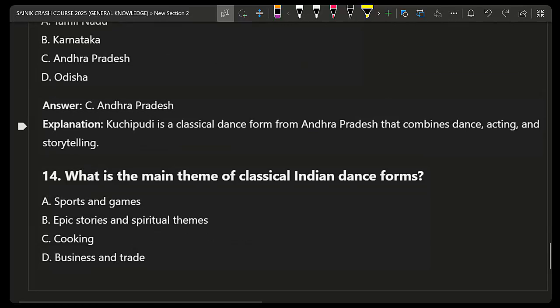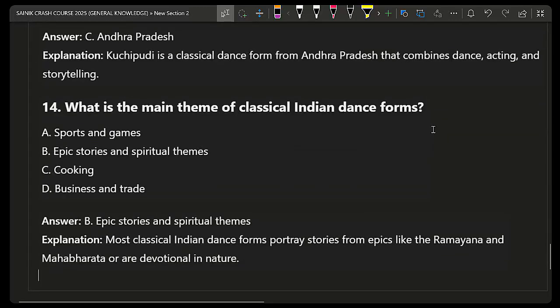Most of the students gave the correct answer. It is 11 students who gave the correct answer. That is epic stories and spiritual themes. Most classical Indian dance forms portray stories from epics like Ramayana and Mahabharata and are devotional in nature. Next question.